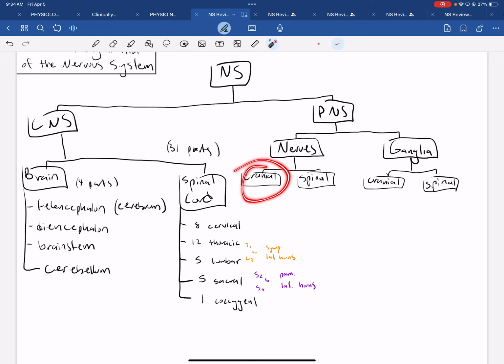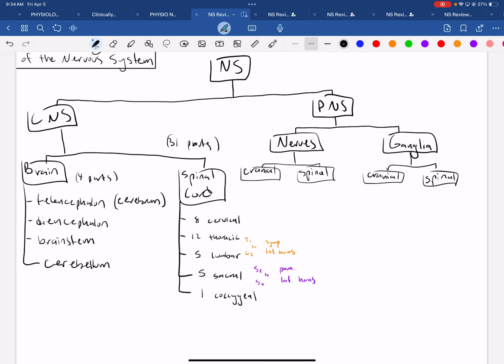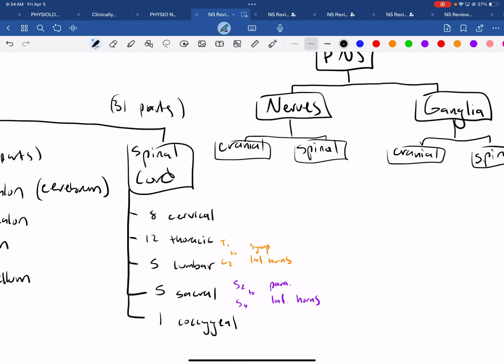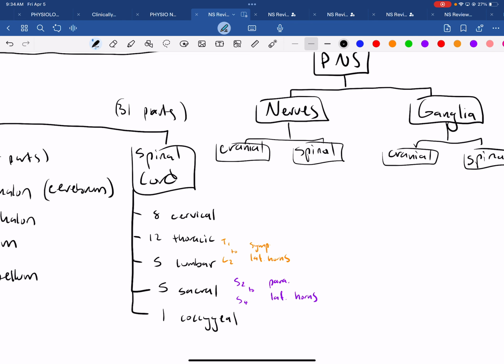How many cranial nerves are there? 12. Good. And for this one, let's just name them for now, because for this branch, we have to know the functions as well. So let's just name them and get used to what their Roman numeral looks like.